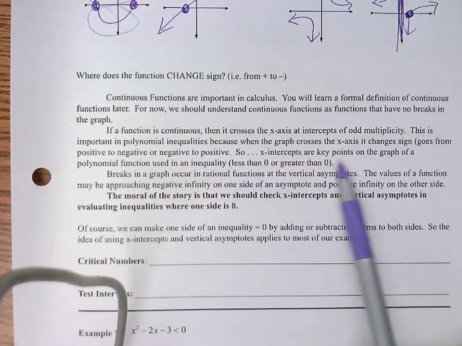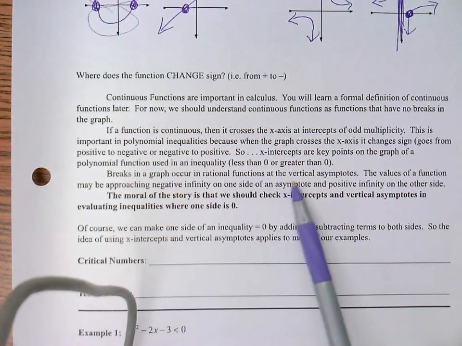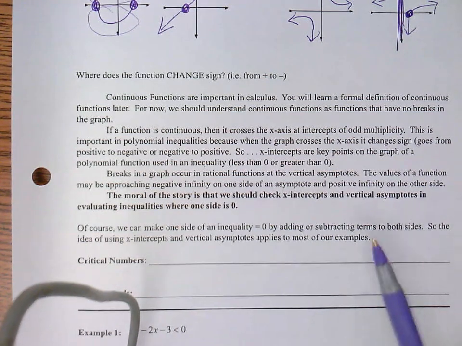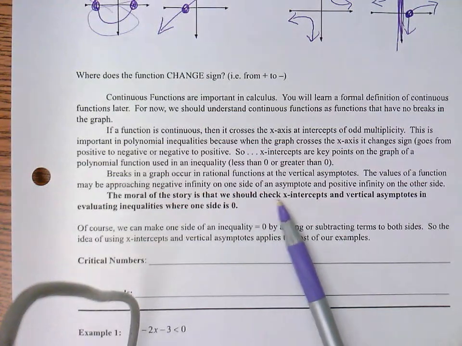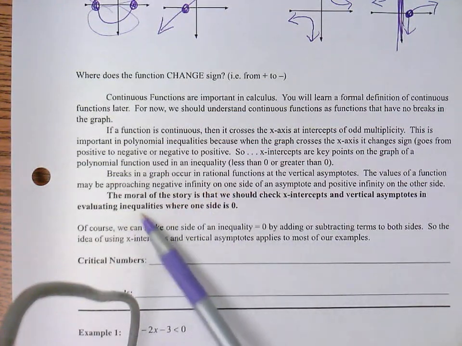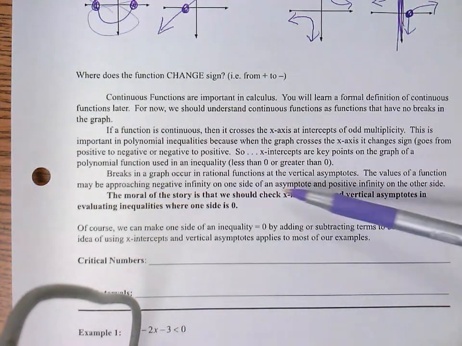So x-intercepts are key points on the graph. And breaks in the graph also occur at vertical asymptotes. So it can go from positive infinity down to negative infinity across the asymptote. So in bold, I just wrote the moral of the story is we should always check our x-intercepts and our vertical asymptotes when we're trying to figure out when an inequality is changing sign from positive to negative.